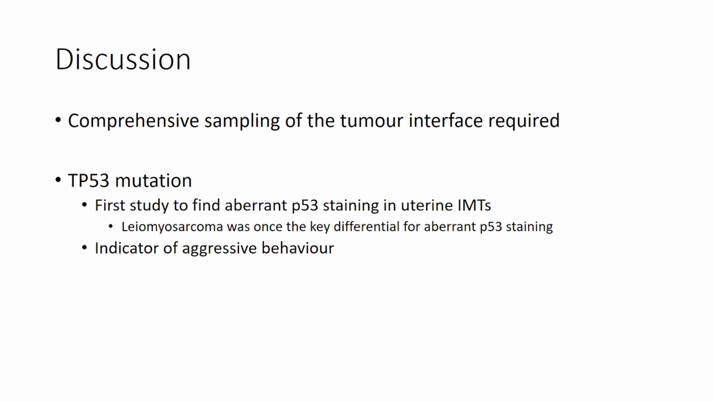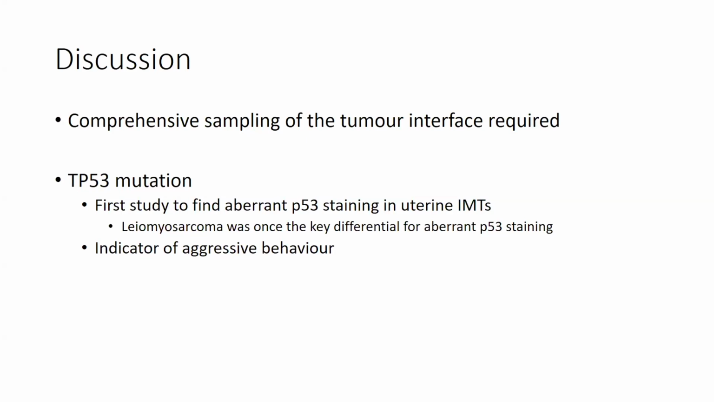The outcome of the study necessitates comprehensive sampling of the tumor interface to evaluate for infiltrative borders. However, the paper itself shows that this can be a challenge as tumors can be received morcellated. And in terms of TP53 mutations, it has been previously suggested that aberrant P53 staining was not seen in fusion-driven uterine sarcomas. Thus, a P53 abnormality makes you think of a leiomyosarcoma.